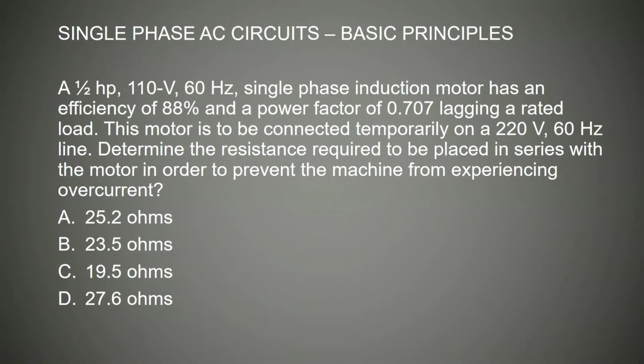A 1/2 HP 110 volt 60 Hz single-phase induction motor has an efficiency of 88% and a power factor of 0.707 lagging at rated load. This motor is to be connected temporarily on a 220 volt 60 Hz line. Determine the resistance required to be placed in series with the motor in order to prevent the machine from experiencing overcurrent. A. 25.2 ohms, B. 23.5 ohms, C. 19.5 ohms, or D. 27.6 ohms.